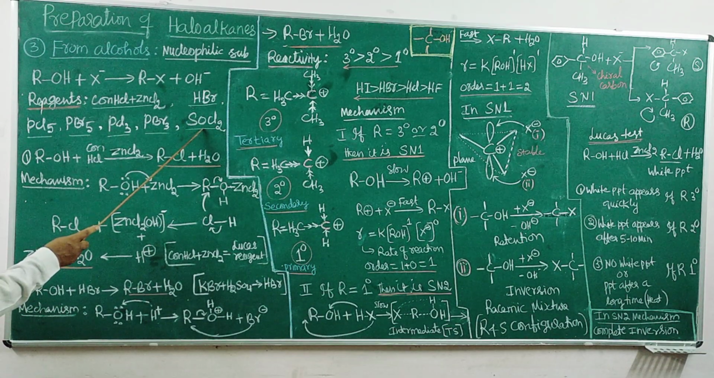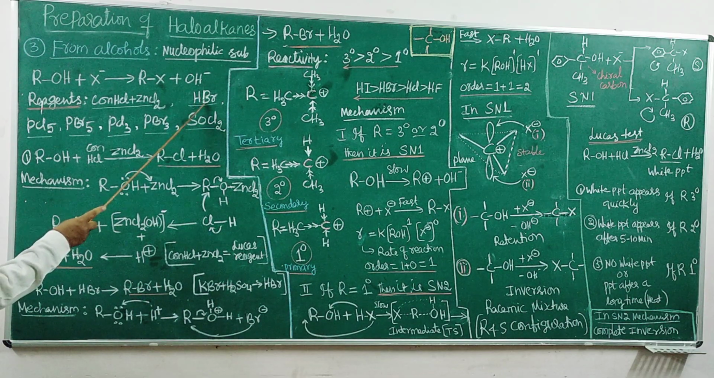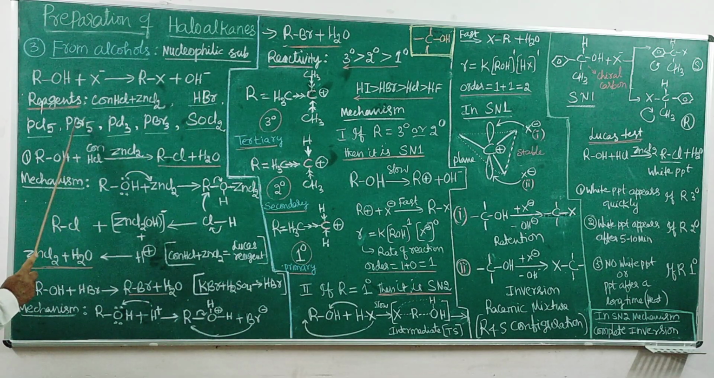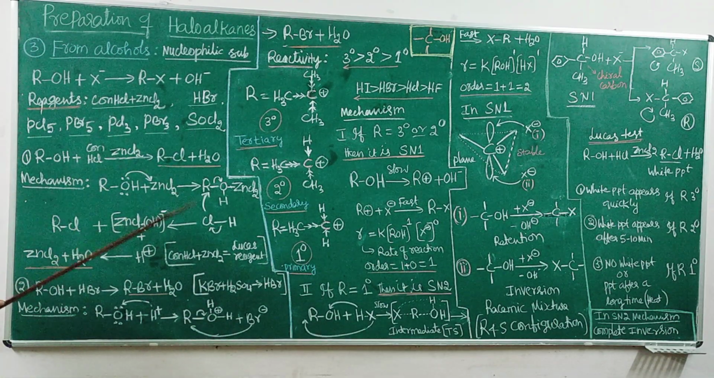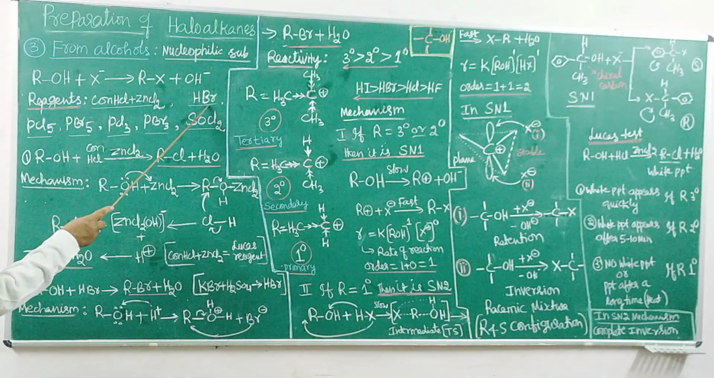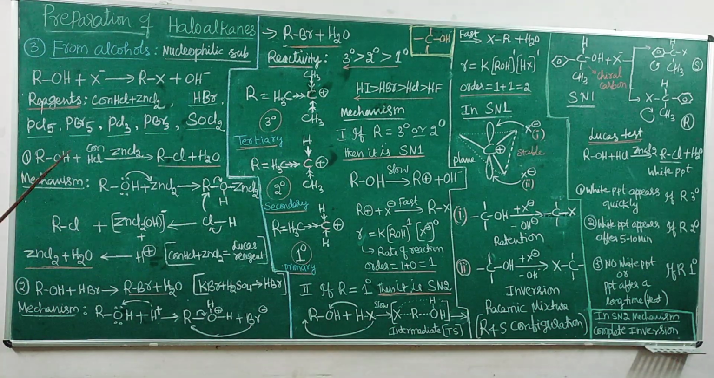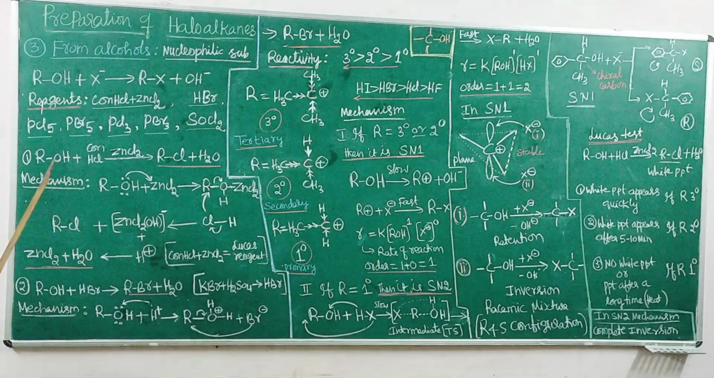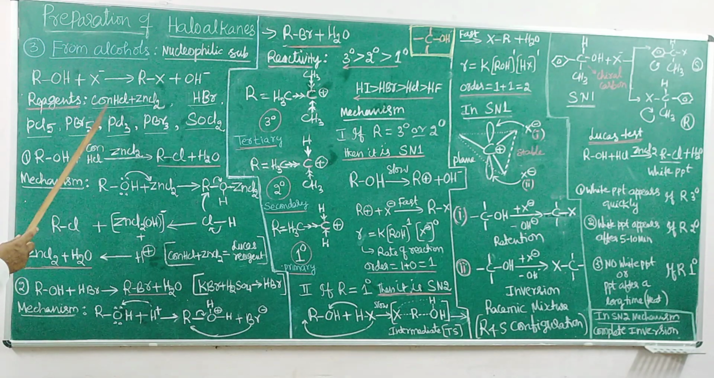These give chlorine compounds. For making bromo derivatives, we can use these reagents, this one, that is, bromo compounds. For making iodo derivatives, we can use HI in place of this, and PI5, PI3 like that. So different reagents are used for making different halogen derivatives. Let us take some examples of the reactions one by one.